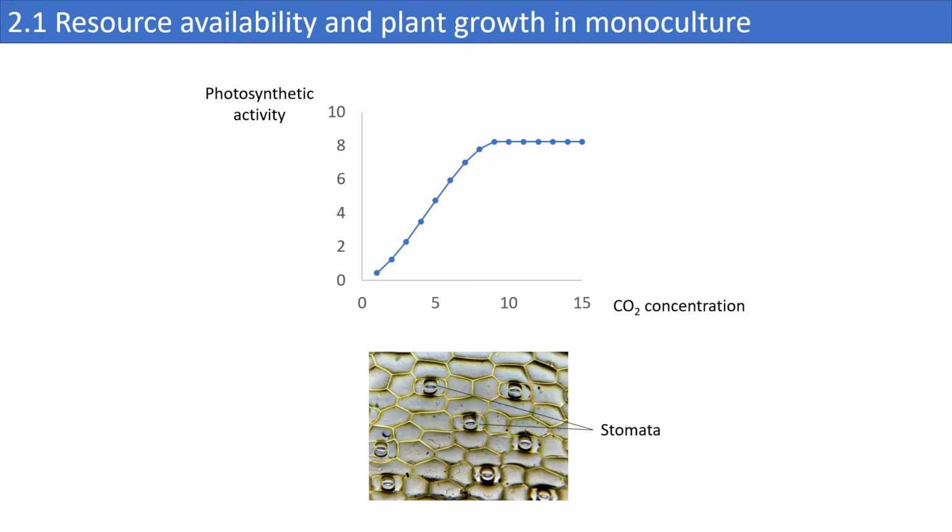For example, photosynthetic activity of the plants is limited by their ability to uptake CO2 from the environment through their stomata. Because the number of stomata per leaf is limited, the photosynthetic activity will increase as CO2 concentration increases up to a certain point. Beyond this point, even if more CO2 is present, it will not affect the photosynthetic activity of the plant.